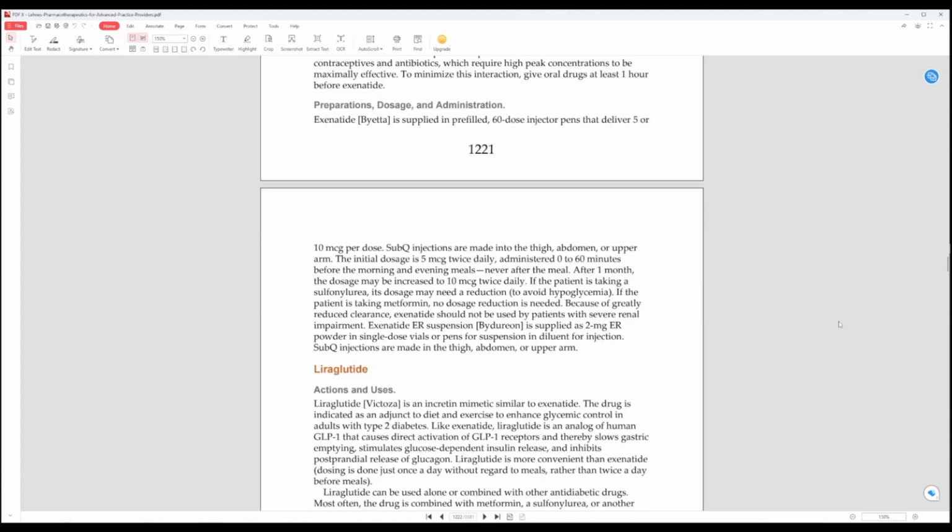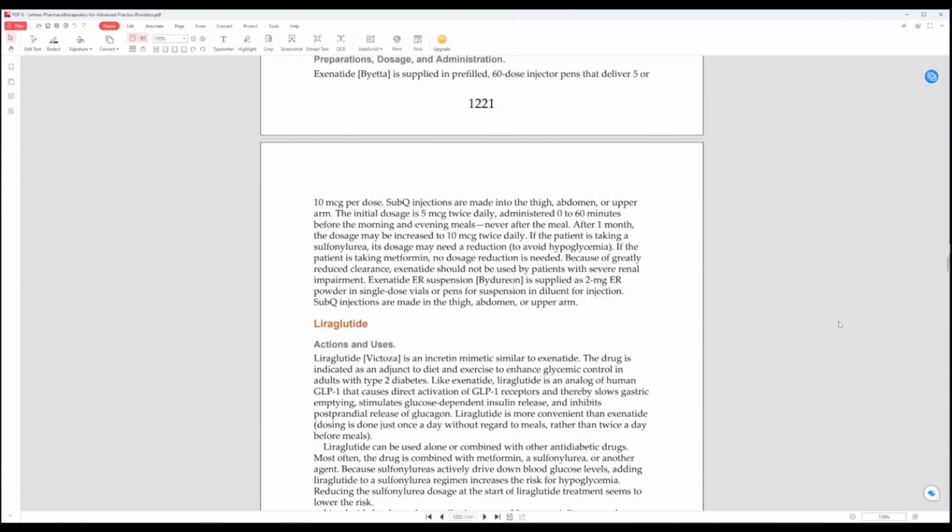Preparation. Exenatide is supplied in prefilled 60-dose injector pens that deliver 5 or 10 micrograms per dose. Subcu injections are made into the thigh, abdomen, or upper arm. The initial dosage is 5 micrograms twice daily, administered 0 to 60 minutes before the morning and evening meals. Never after the meal. After 1 month, the dose may be increased to 10 micrograms twice daily.